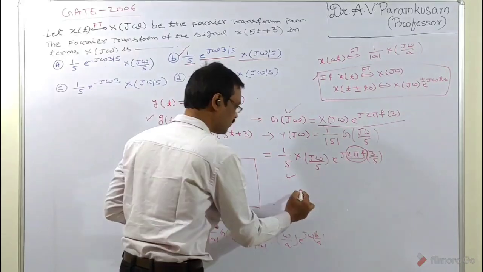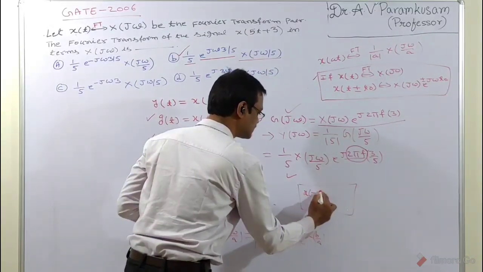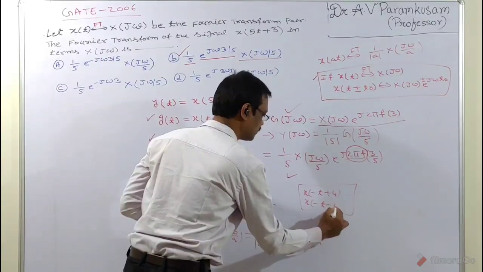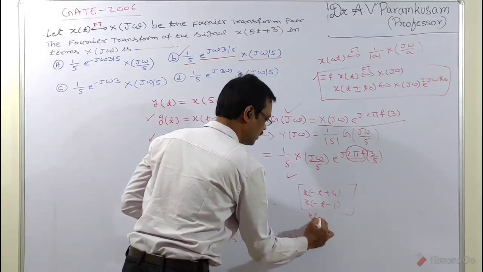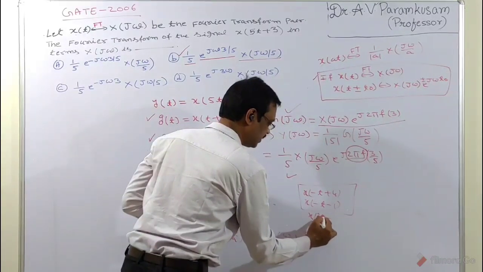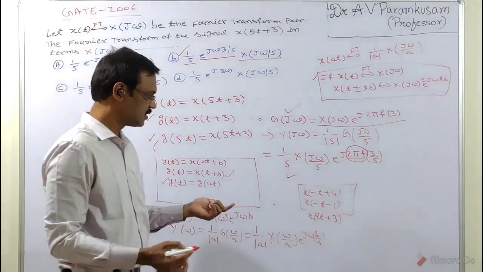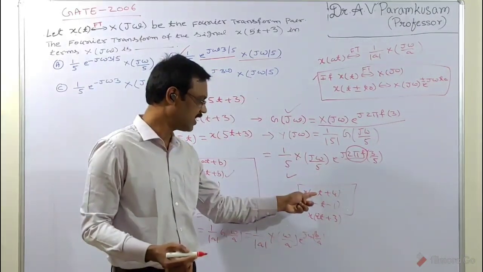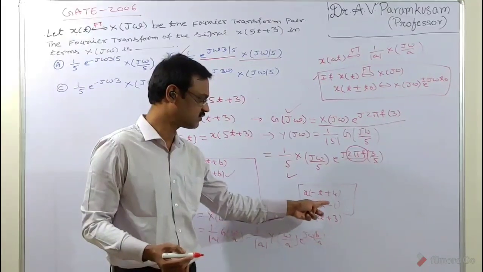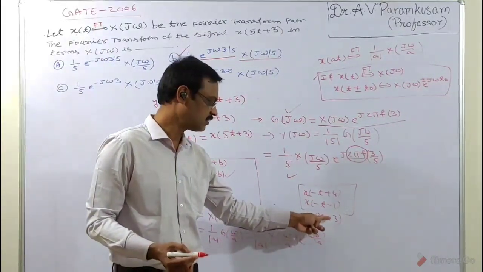Suppose you are asked to find the Fourier transform of x of minus t plus 4, or x of minus t minus 1, or x of minus 2t plus 3. Suppose any type of signal. See here, what is the value of a and b? Here a is equal to minus 1, b is equal to 4. Here a is equal to minus 1, b is equal to minus 1. Here a is equal to minus 2, b is equal to 3.